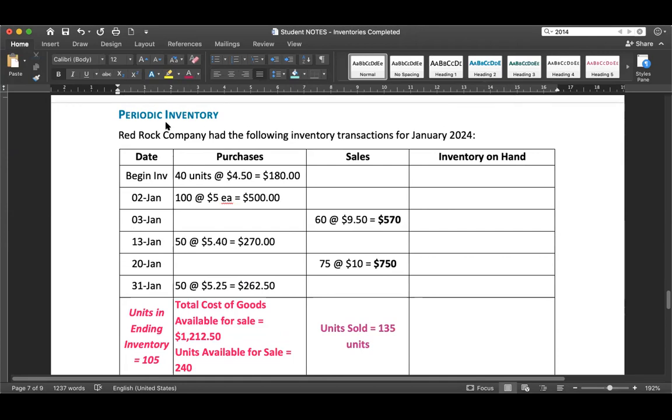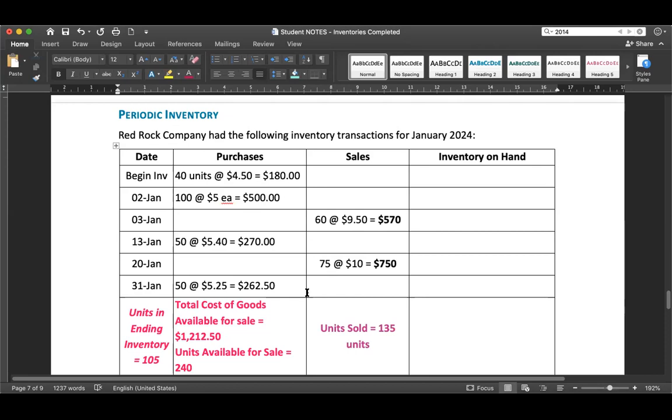But periodic inventory says we are going to count up the inventory purchased during the month, do it at the end of the month. We are going to subtract away the inventory that is still on the shelf unsold. So the difference between what was available, that is to say the beginning inventory and all the purchases during the month, minus the ending inventory, will get us to the goods sold.